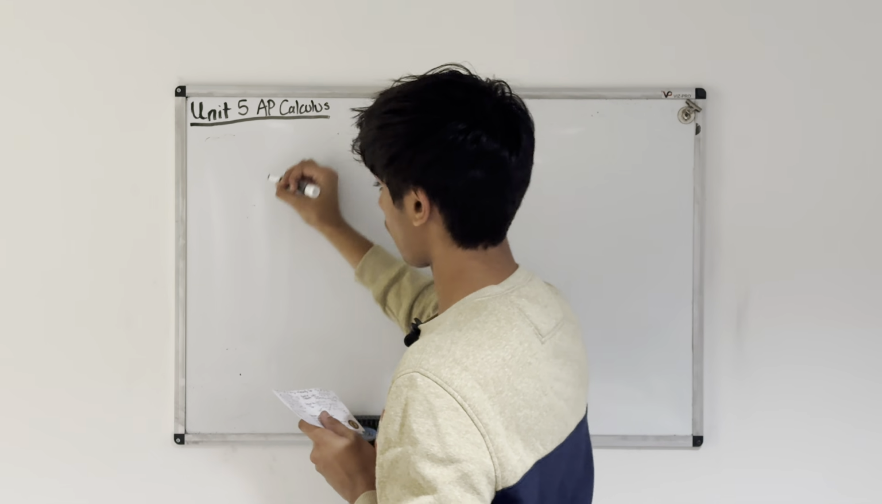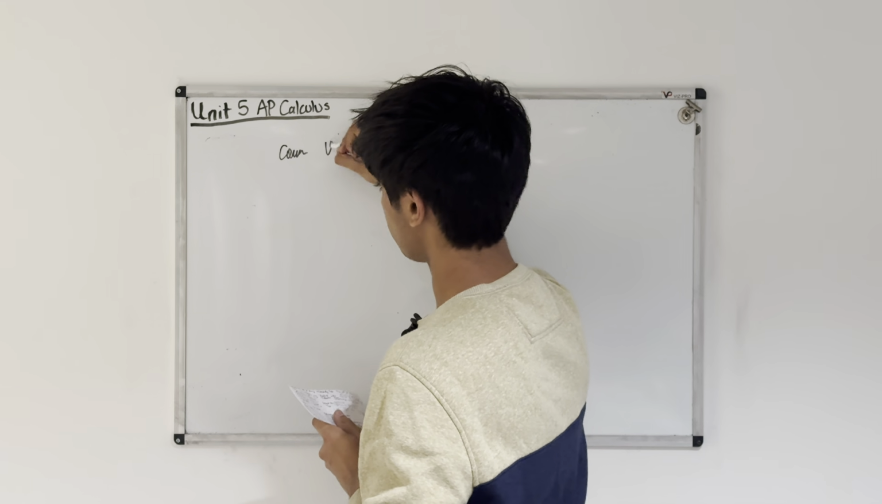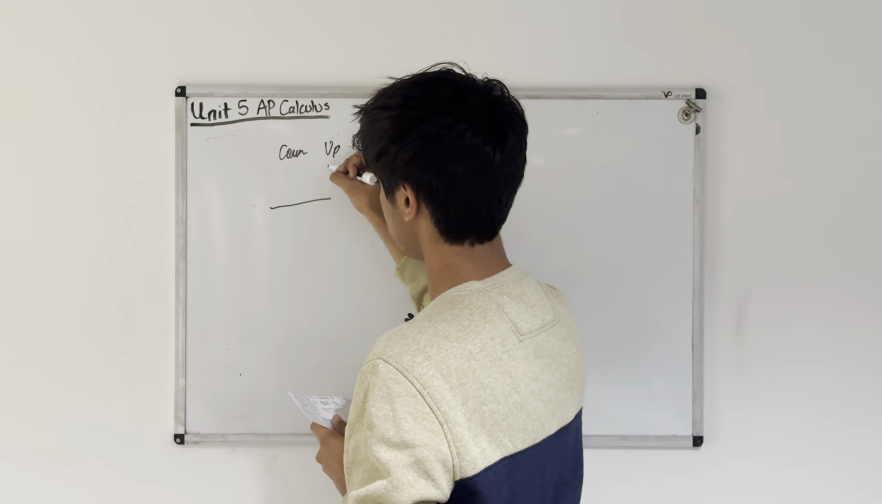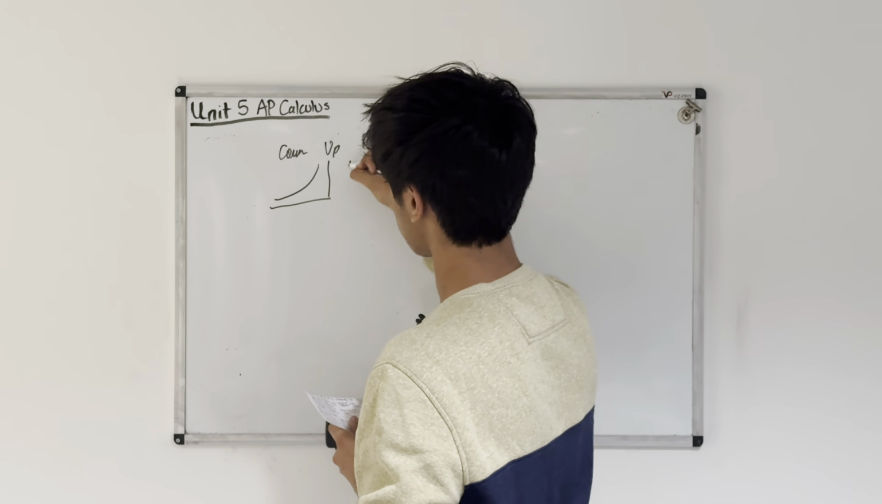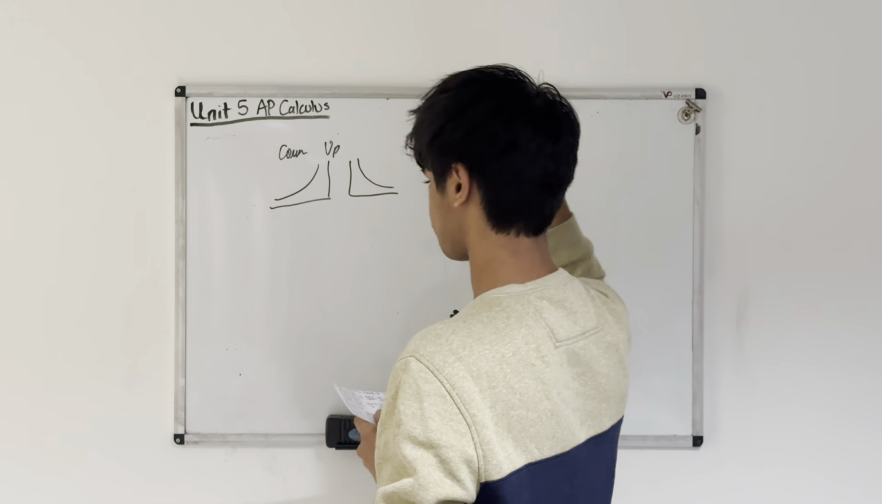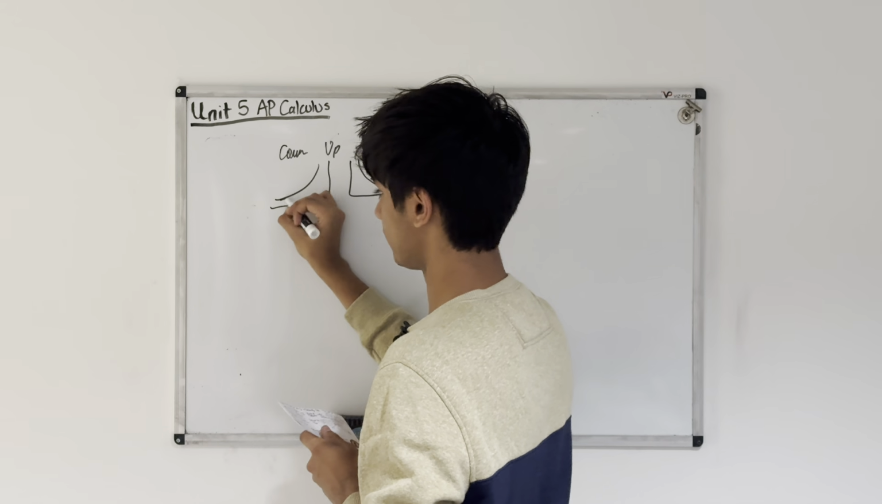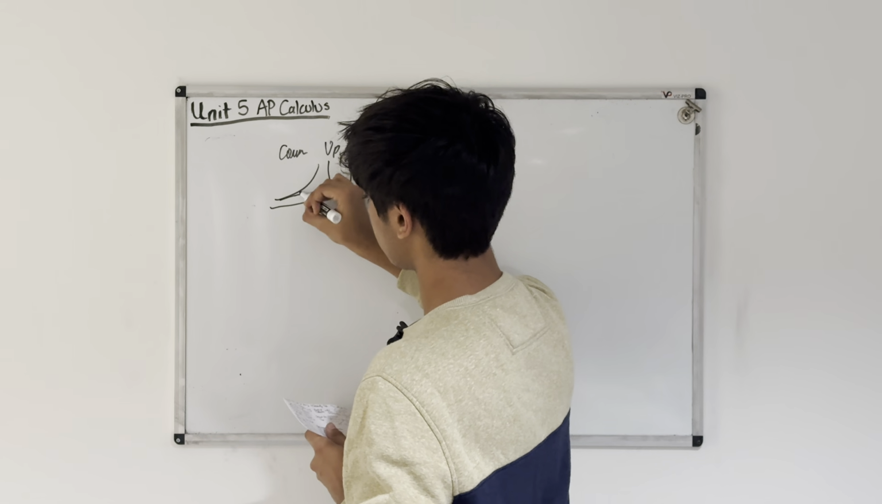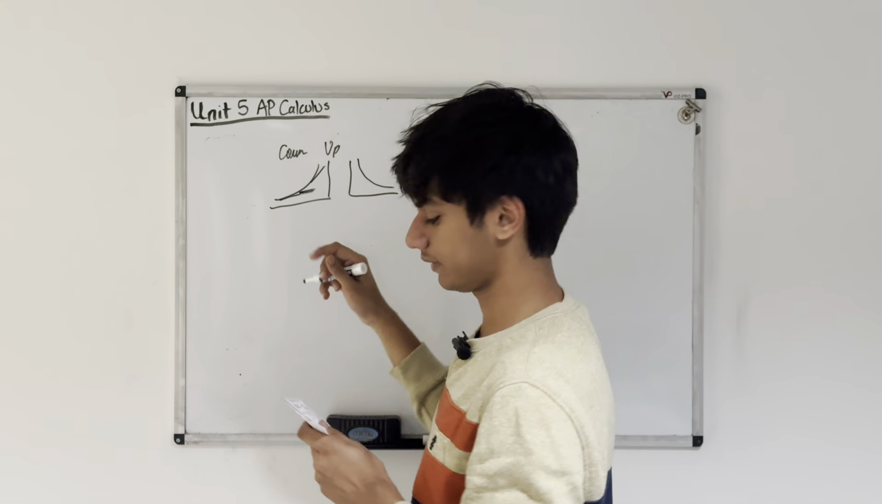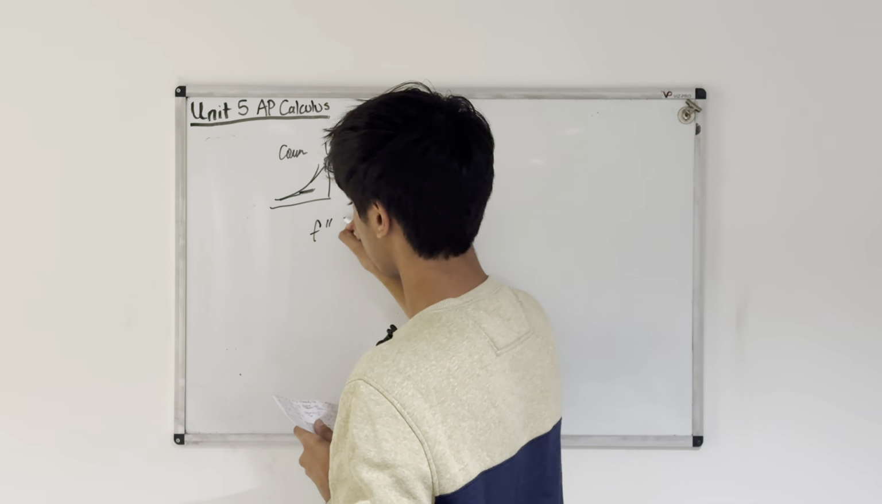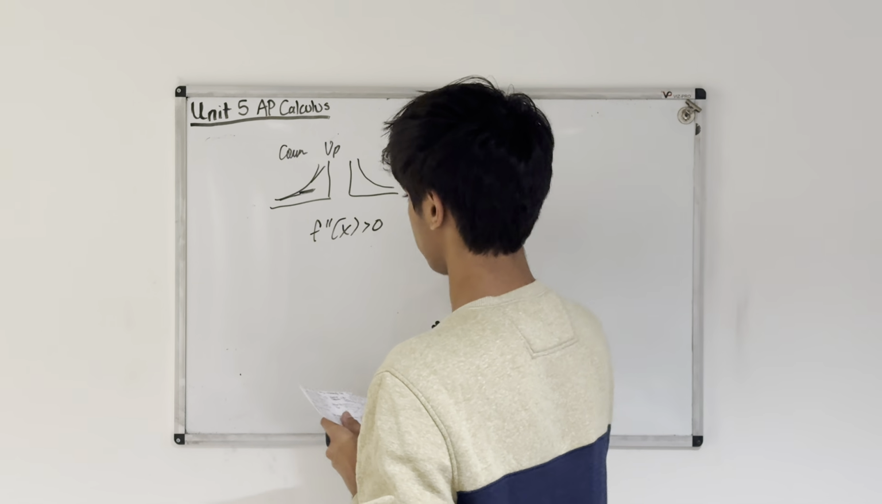So concave up means that the derivative is increasing. And the two situations we have are like this or like this. You can see here, the derivative is here, then the next derivative is here, so the derivative is increasing. So we say that f double prime of x is greater than 0, concave up.